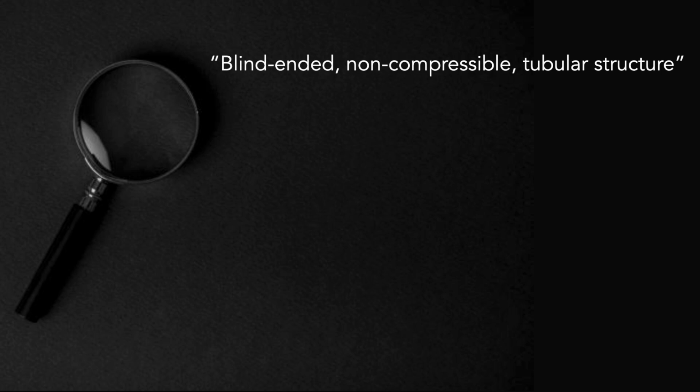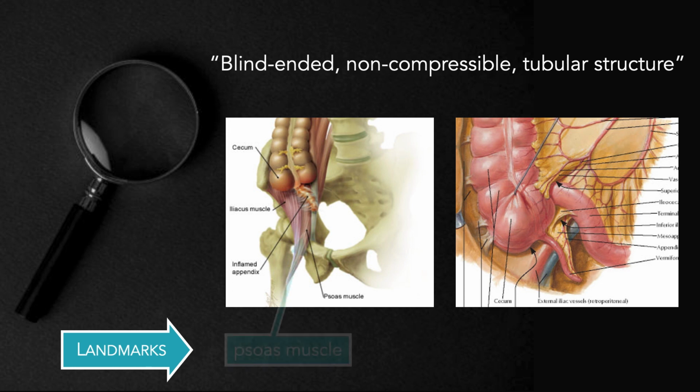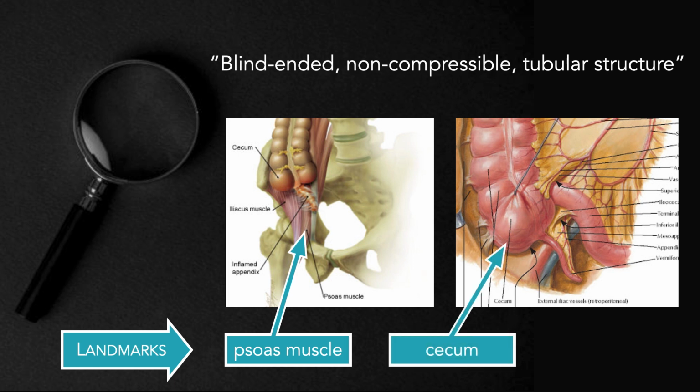How are we going to catch our bearings? You're going to be able to identify the psoas muscle laterally, and you may be able to identify the cecum as well. As you approach midline, you'll find the iliac vessels, and you'll often find the appendix draped over these vessels.